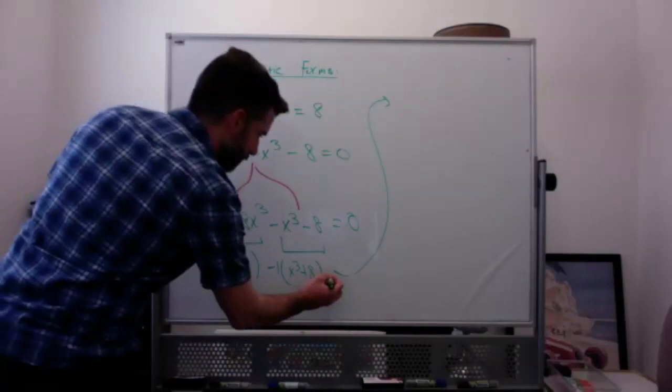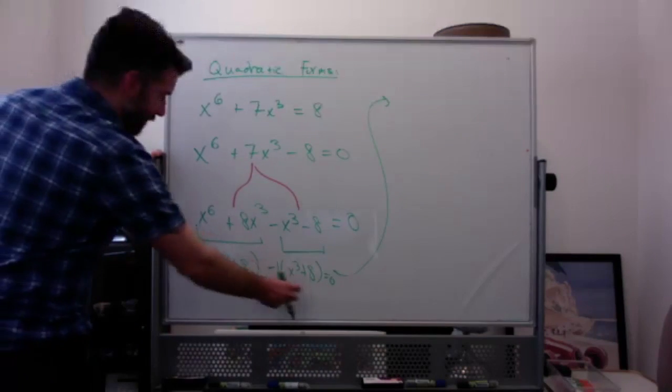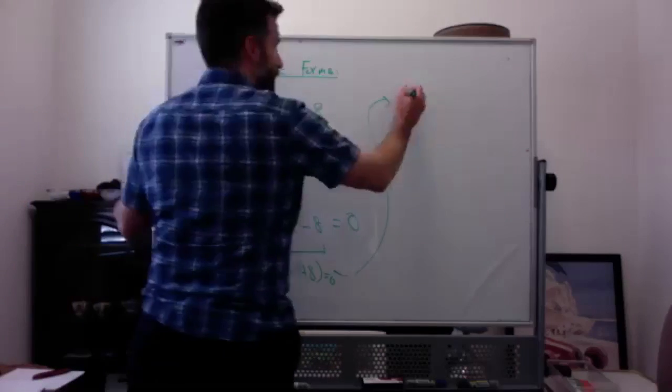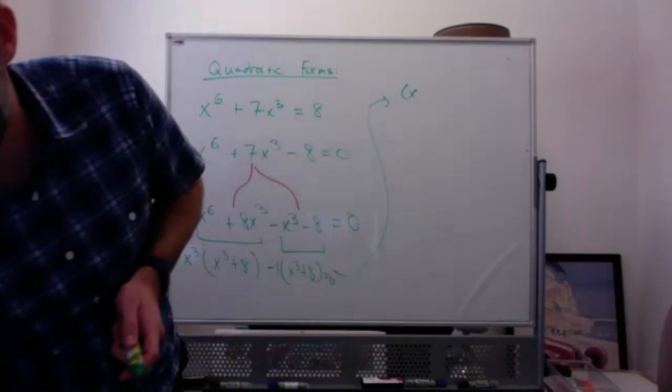Sorry, this is equal to 0. So then we can factor out the x cubed plus 8 from each piece and get x cubed plus 8 times x cubed minus 1.